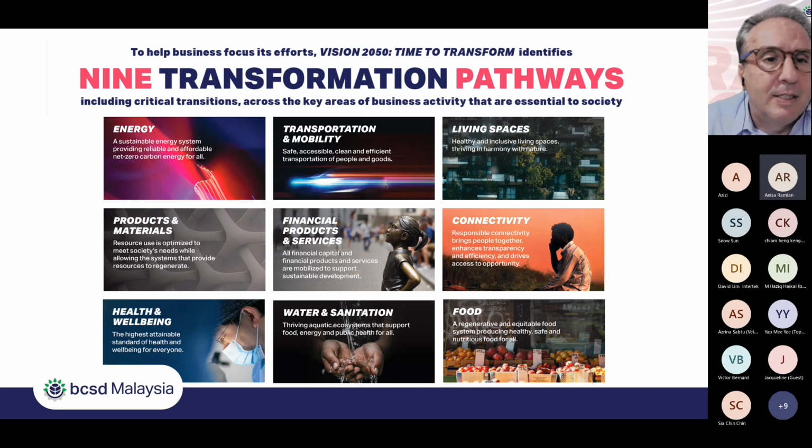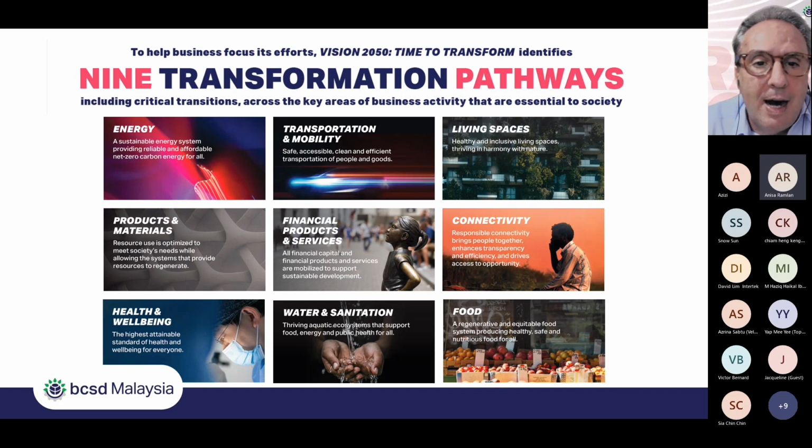And some of these areas include, for example, the energy sector that needs to be decarbonized, transportation and mobility, living spaces, products and material. We need to move from a linear economy to a circular economy, financial products and services, finance that needs to be conducive to more sustainable practices, connectivity, health and well-being, water and sanitation, food.